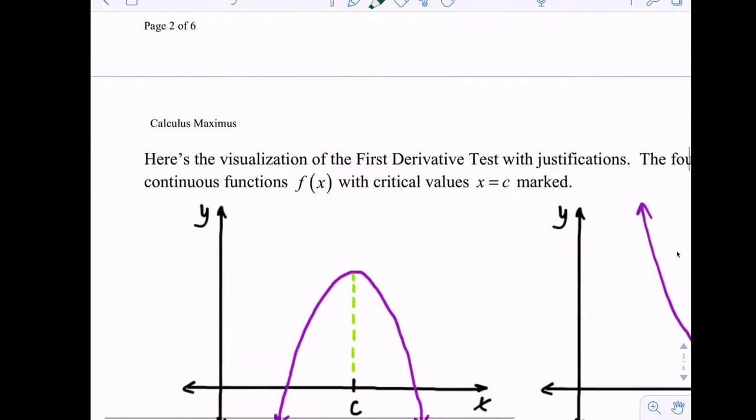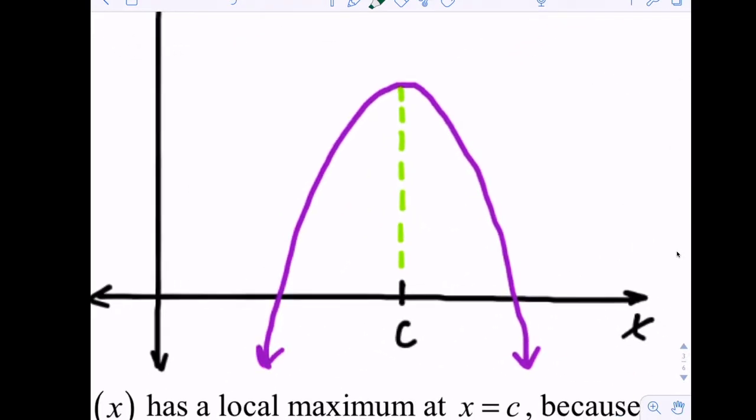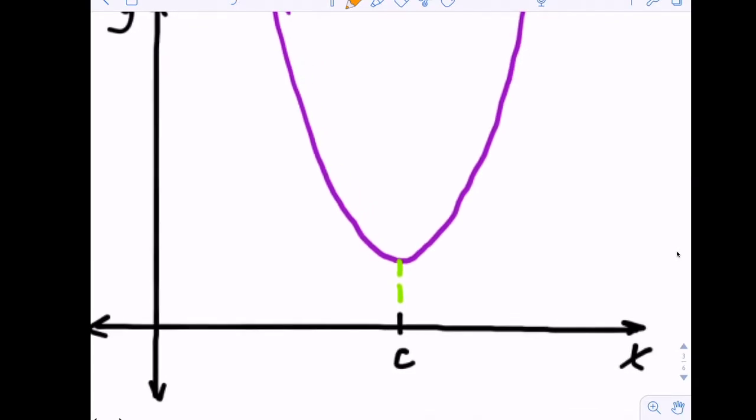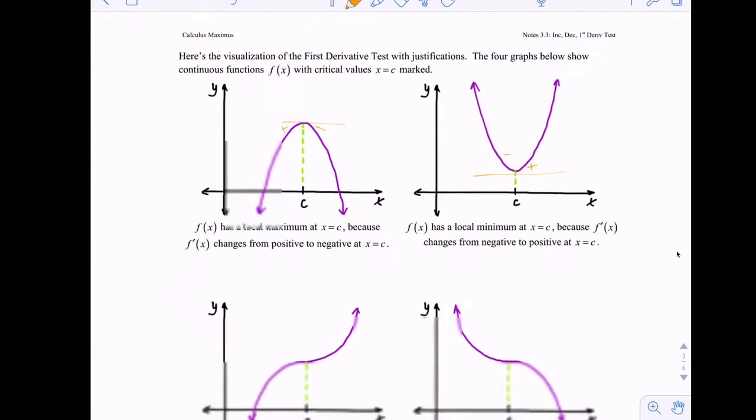Now, let's do the visualization first, okay? Here's a critical value at c. We have a horizontal tangent line. The derivative is positive to the left and negative to the right. So since f prime changes from positive to negative at c, f has a local max at c. Here at c, we have a critical value, a horizontal tangent. f prime changes from negative to positive at c, so f has a local min there.